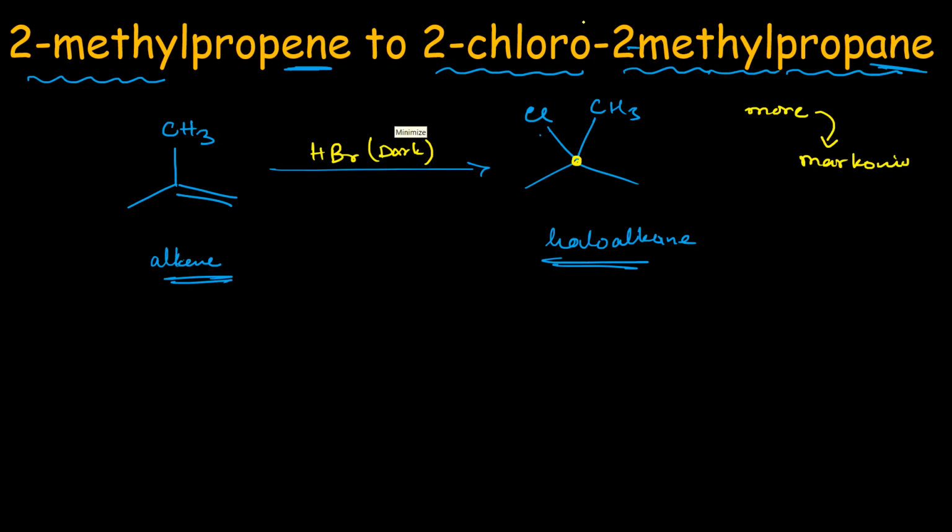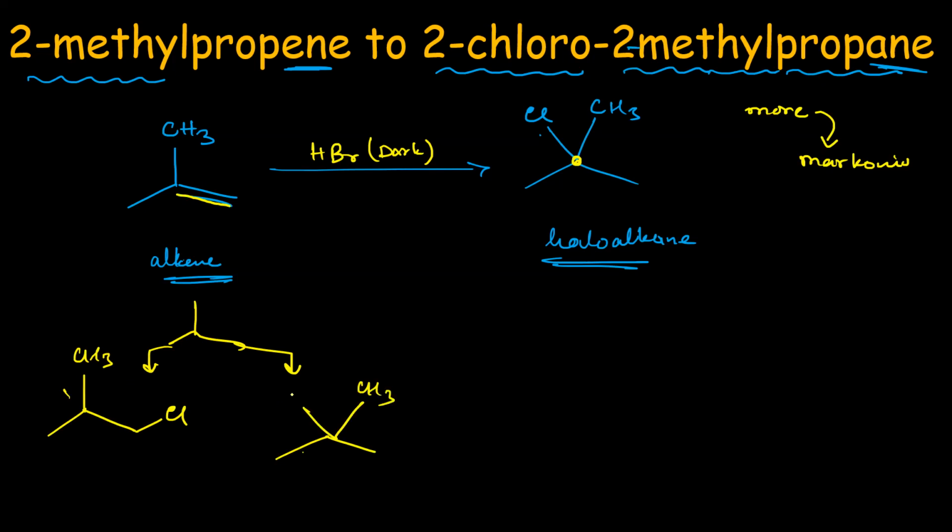Excuse me, sir. Tell me, Sahil. So how do we identify more substituted and less substituted in this one? See, there can be two products. This is the pi bond. The addition will take place here. So what can we have? We can either have CH3 and the chlorine getting added in this carbon atom. Or what can happen? You will have CH3 as it is, and the chlorine getting added in the second carbon atom. Yes or no? There are only two cases.